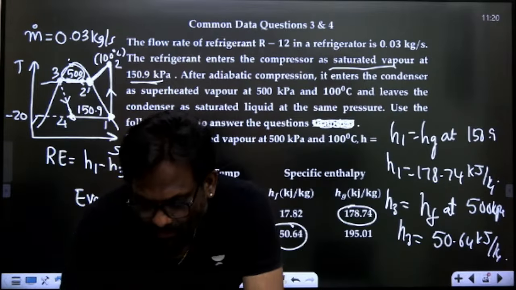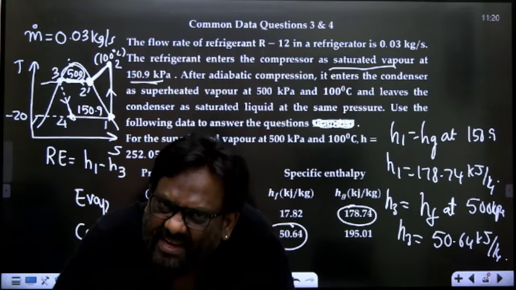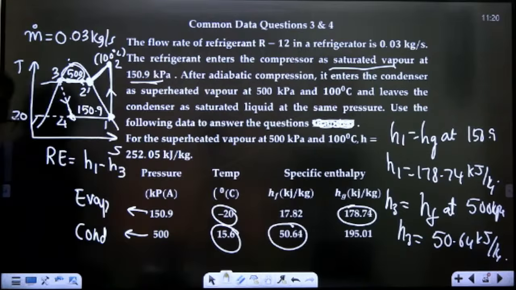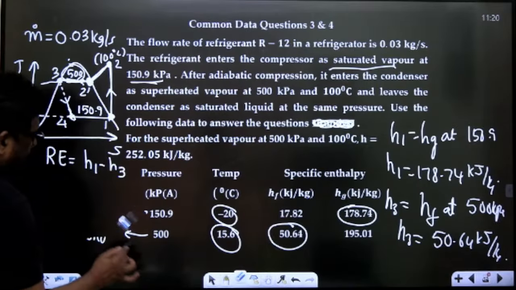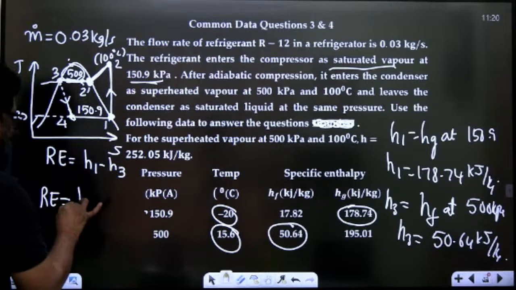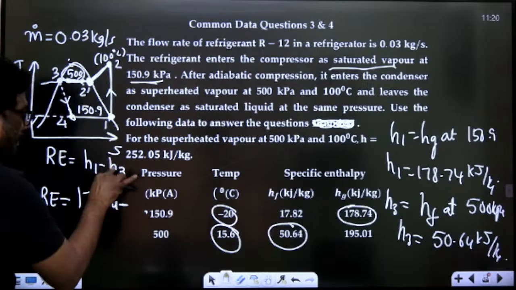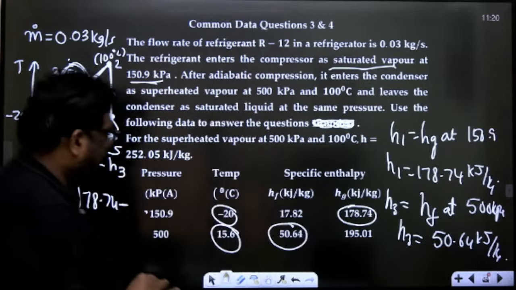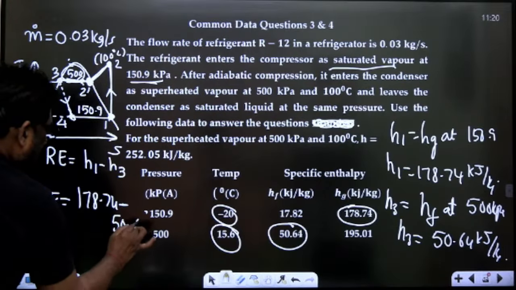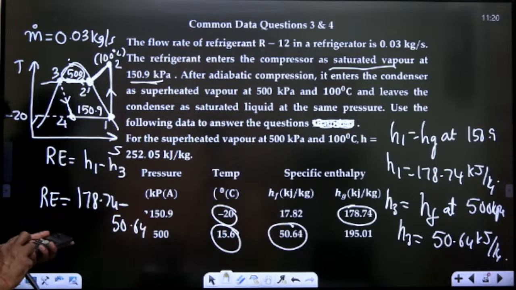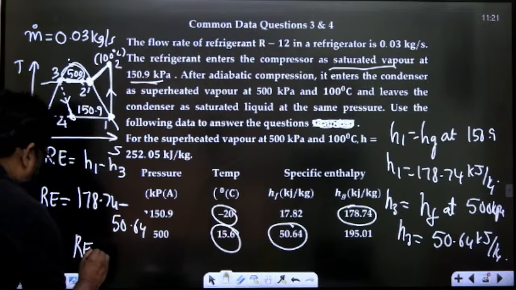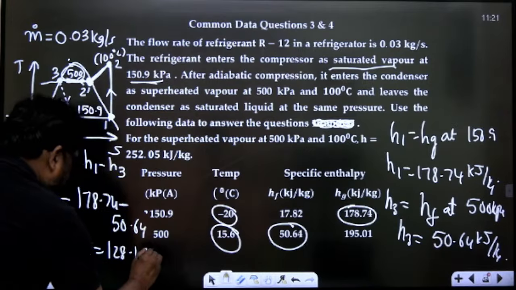क्या समझ में आ रहा है सर सभी को? Is it clear my dear loving students? चलो अब देखो, now let us find out the refrigeration effect, H1 minus H3. What is H1? 178.74 minus H3. What is H3? 50.64. All this is in kilojoule per kg. देखो 178.74 minus 50.64, so this is 128.1. But एक बार यूनिट देख लेना, किलोजूल पर केजी.